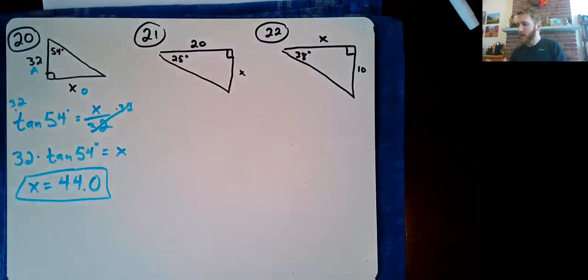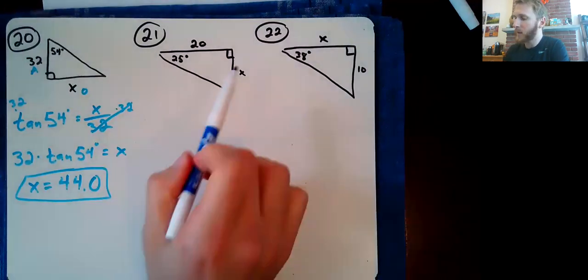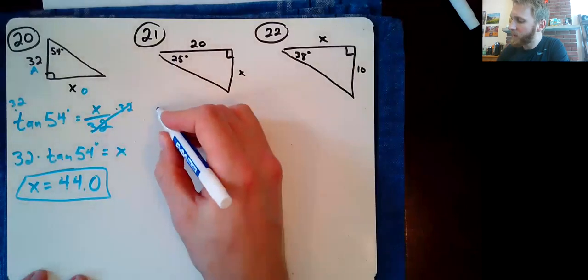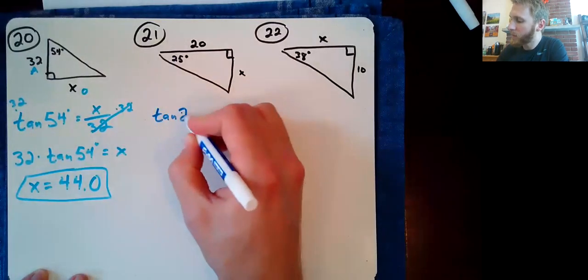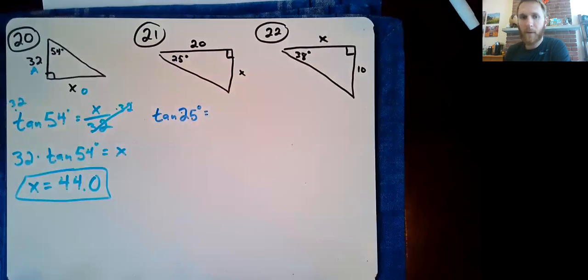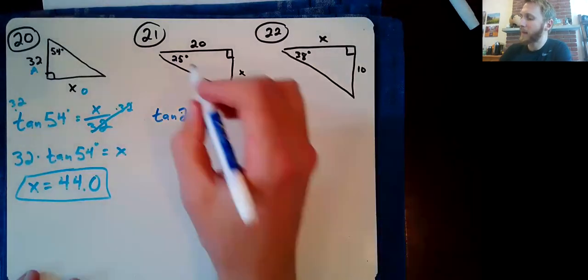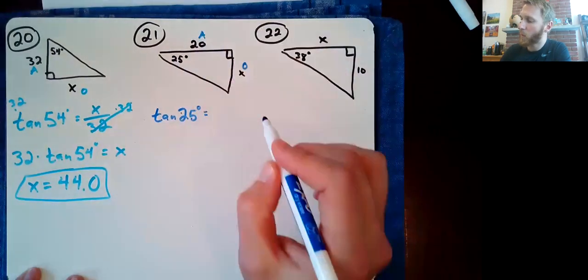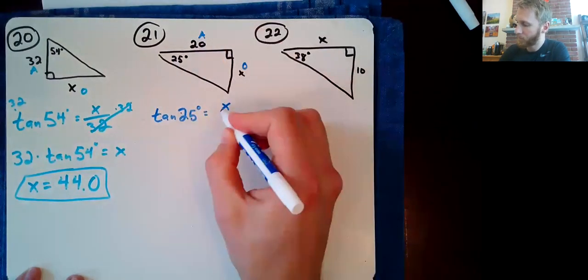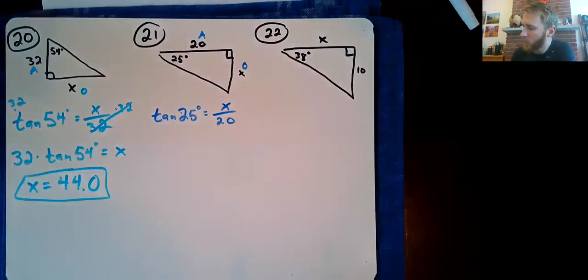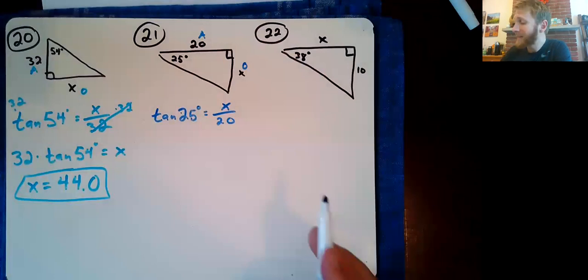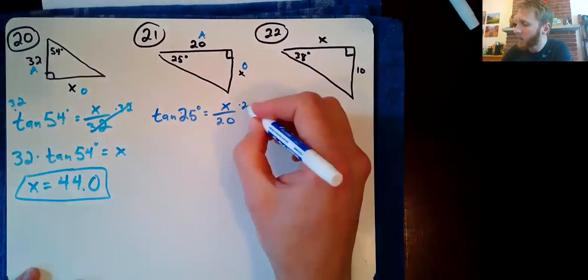Great. Second example, again, I have an angle that I know and then two sides. One of them's unknown and one of them's known. In this case, my angle is 25. So again, I want to set up tangent of 25 degrees. And that's going to be equal to, again, the opposite, which is x, over the adjacent, which is 20. Great. Another situation where there's one unknown, so I can solve by first getting rid of the fraction. In this case, I multiply by 20 on both sides.